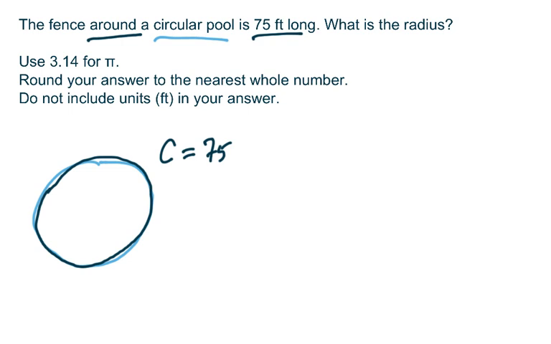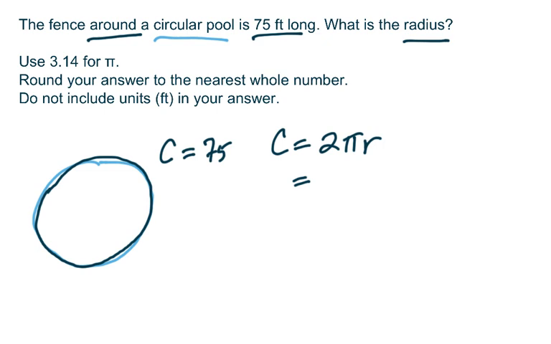Now there are two formulas to deal with circumference. Since the question is asking us to find the radius, I'm going to work with the one that says circumference equals 2 pi r. That way the answer that I get will be the radius. So I think that's a little bit more direct. So now that I have the formula chosen, I'm going to start to substitute in the values that I have.